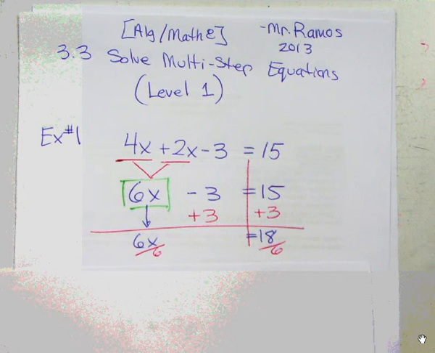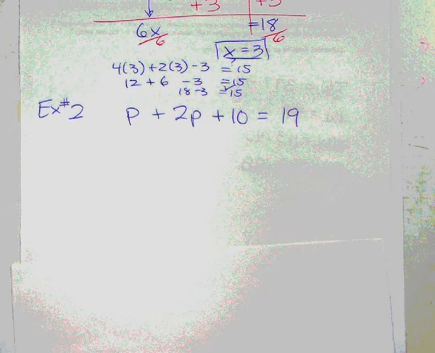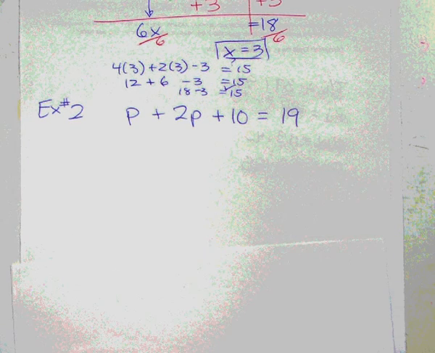All right, and I can double check that work. I'm going to plug it in. 4 times 3 plus 2 times 3 minus 3, will that equal 15? And so that's 12 plus 6 minus 3, will that equal 15? 18 minus 3, does that equal 15? It sure does. And so that works. All right? So that was the slow version of that. Let's take a look at a second example here. See if you can follow along. I won't talk on this one, just follow along here.